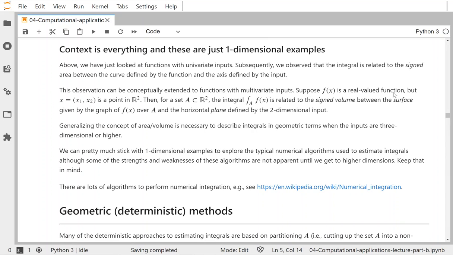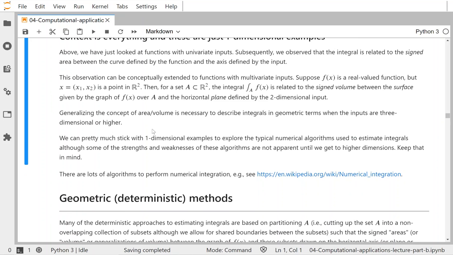This observation can be conceptually extended to functions with multivariate inputs. Suppose f of x is a real valued function, but x is actually a point in the Euclidean plane. Then for a set A in R2, the integral of this function is related to the signed volume between the surface given by the graph of the function over the set A and the horizontal plane defined by the two-dimensional input. And you can have signed volume because if it's above the plane, you would call it positive volume, and if it's below the plane, you would call it negative volume.